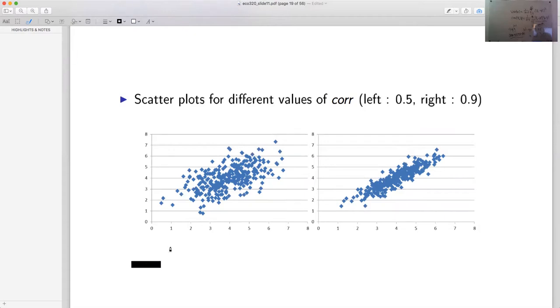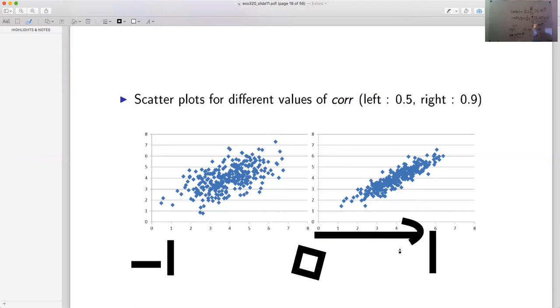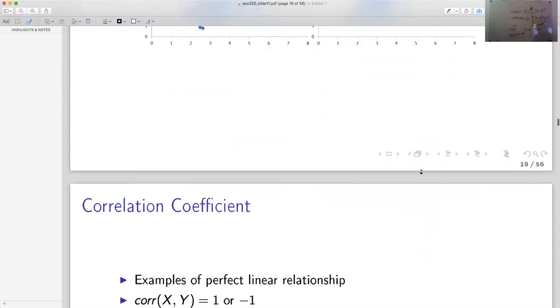Again, the number is between -1 and 1. 0 means there is no relationship at all. But as the number gets close to this side, you have a positive and stronger relationship. This side is a negative and stronger relationship as well. So both definitely have a positive relationship without any doubt, but this one has a stronger relationship. This is how we interpret the correlation coefficient.